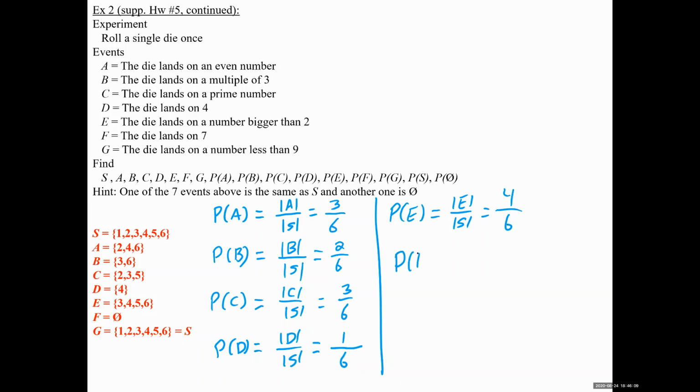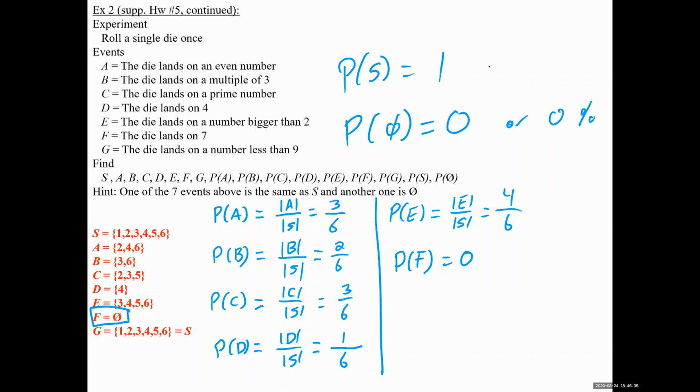Probability of F. F is the empty set. That's another one. The sample space and the empty set are the only two where you can write the answer without showing any work. Okay? The probability of the sample space is always 1, and the probability of the empty set is always 0. So you could just write 0 and that's it, and I don't need any more work for that one. You could write 0% if you want for this, just like you can write 100% for this if you want. Either way, without showing any work.